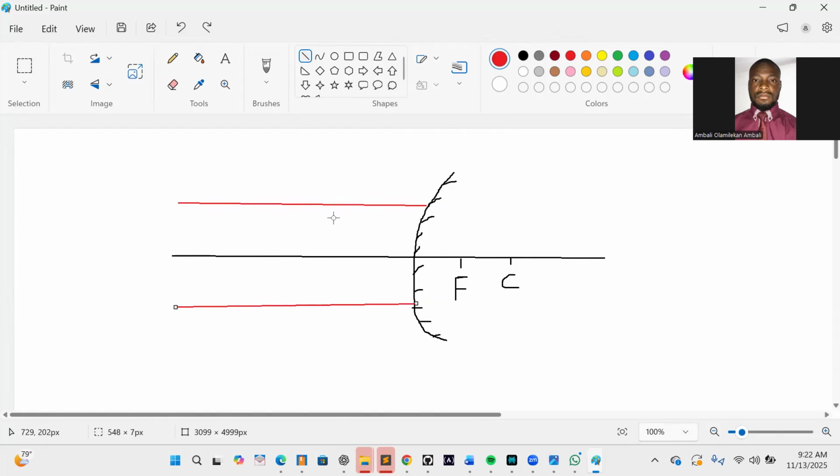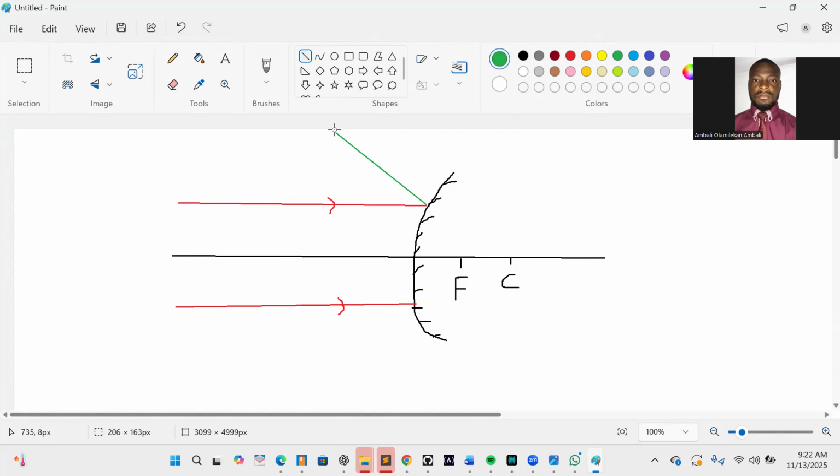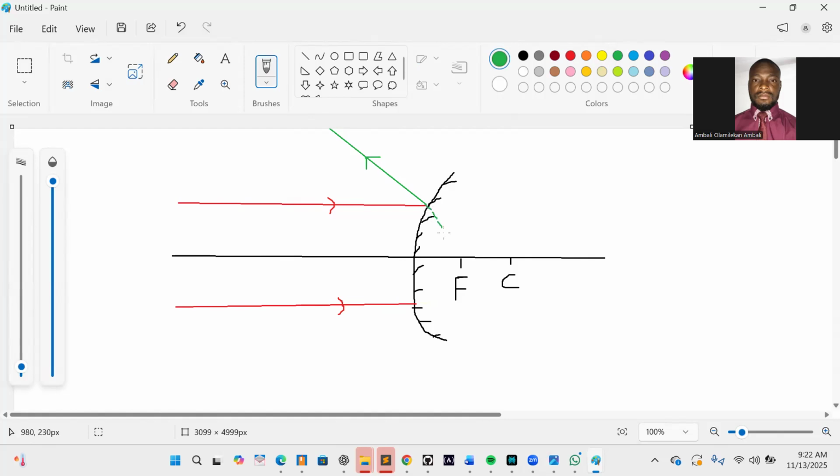From the rule of the concave mirror, which also applies here, the rays are parallel from infinity. Once they hit the mirror, they will be reflected as if they are coming from the focal point. So it's going to bounce back like that, and you have to extrapolate it back. That's why the convex mirror has a virtual focal point, because when it bounces back off the mirror, you have to trace it back behind the mirror.